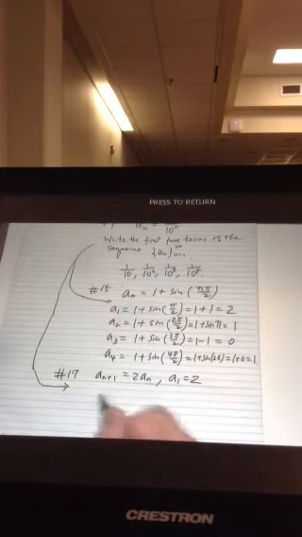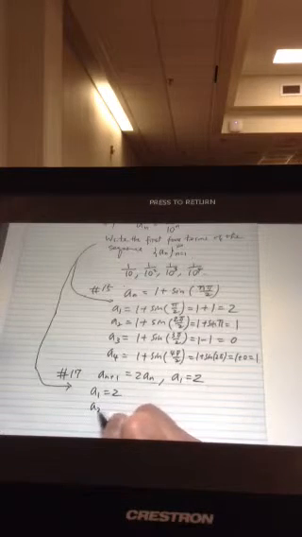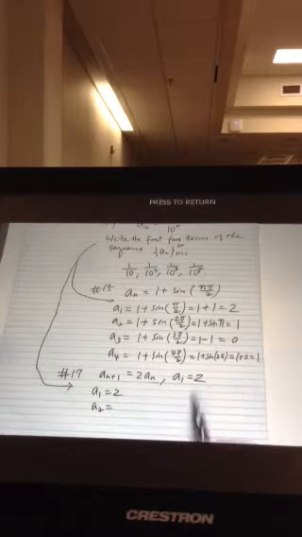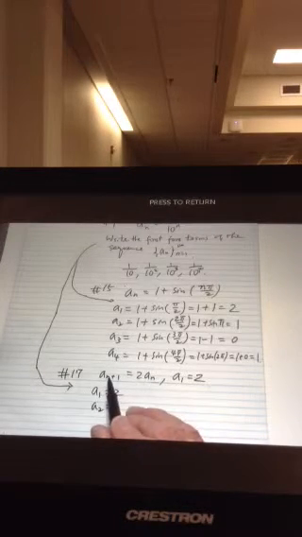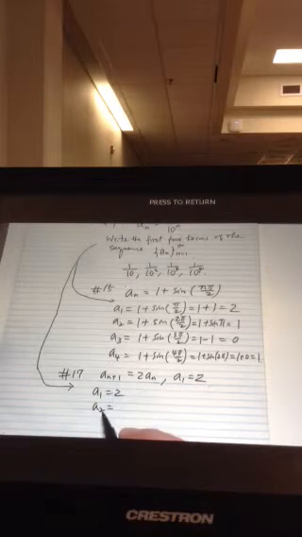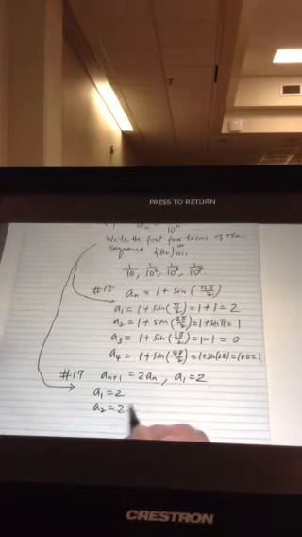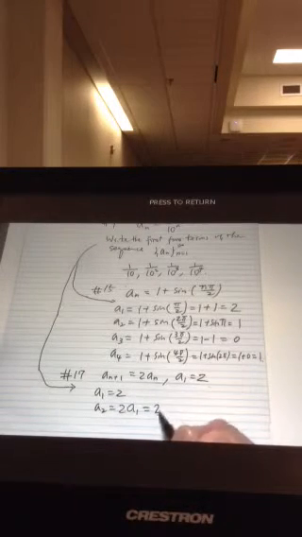Alright, so the first term they tell us is A1 is 2. Now, how about the second term, A2? What is A2? A2 is when n equal to 1. If I use this, A2 is 2 times A1. But A1 is 2, right? So it's 2 times 2, which is 4.